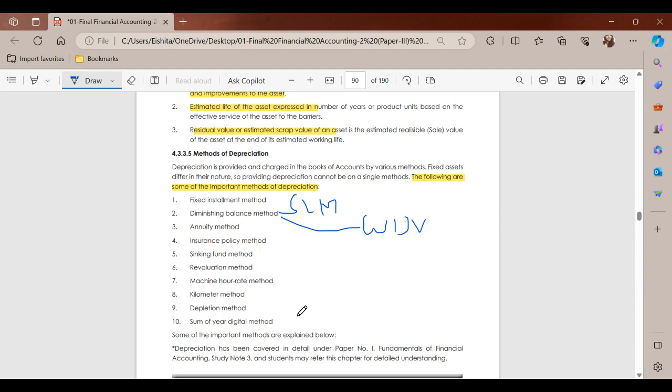Sum of years digits method: जैसे सपोज इसकी लाइफ है 20 साल या 15 साल या 5 साल, तो 5 साल में 1+2+3+4+5, अगर 10 है तो 1+2+3+4+5+6+7+8+9+10, ठीक है. तो सपोज हमने लाइफ ली है 5 साल की, तो 5/15 विल बी फर्स्ट ईयर, 4/15 सेकेंड ईयर, 3/15 थर्ड ईयर, फोर्थ ईयर 2/15 और फिफ्थ ईयर 1/15. ऐसे करते हैं डेप्रिसिएशन.